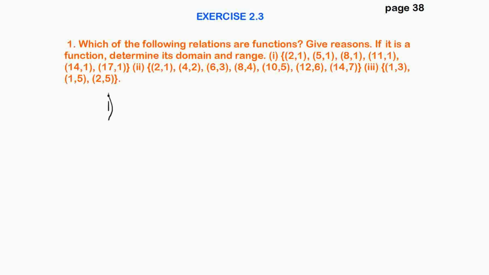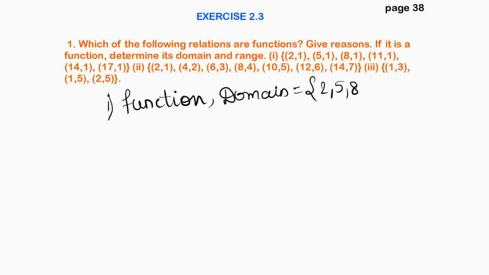If I check all the first elements, all the elements are distinct, so it is a function. Its domain is taken from all the first elements, so 2, 5, 8, 11, 14 and 17. Then its range will be all the second elements. All the second elements are equal to 1, so the range is 1.